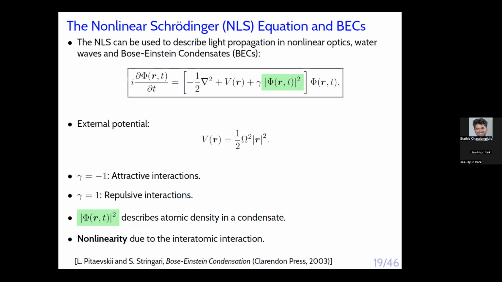Essentially, the cubic nonlinearity that comes up is due to the interatomic interactions. So those particles interact in the condensate. We're going to confine them, as happens in experiments, by optical lasers. The potential that is used is again a parabolic potential. Now, depending on the sign of the nonlinearity, you can have attractive interactions. If gamma equals -1, if you're working with optics, that corresponds to a focusing nonlinearity. If gamma equals +1, it corresponds to repulsive interactions, or the defocusing NLS as it's called. And the measurable quantity, since we're doing quantum mechanics, is the mod phi squared.